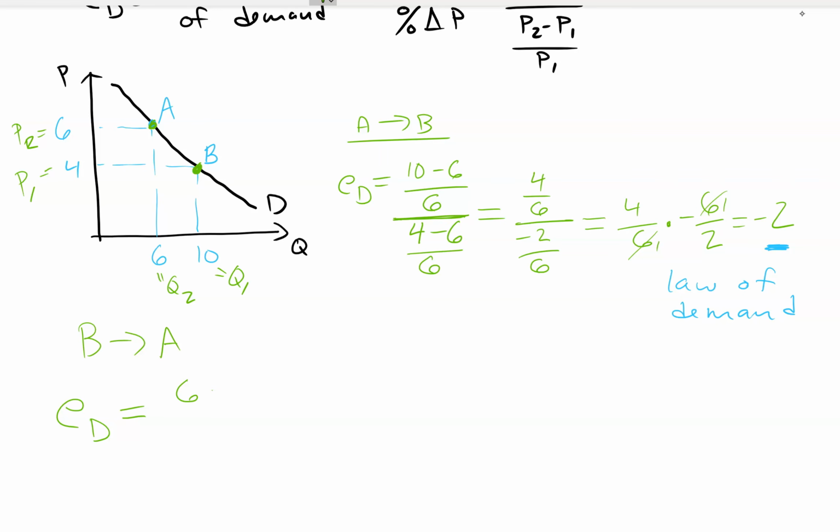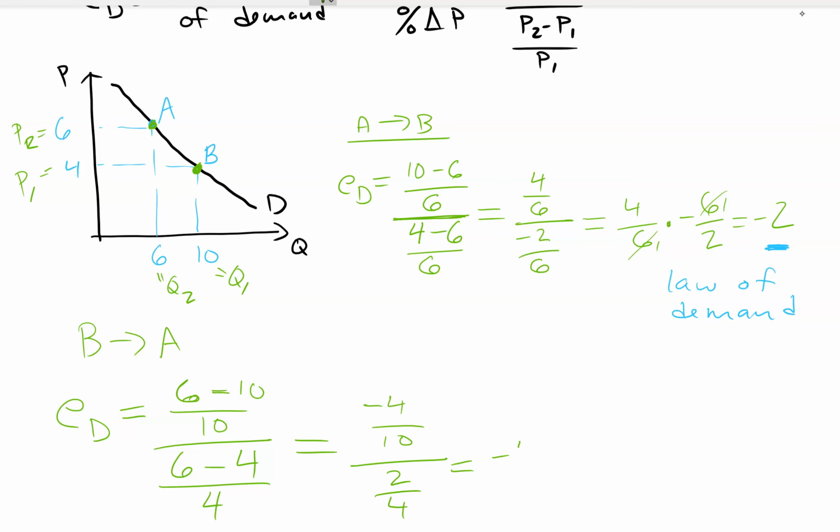We start at 10 and the quantity goes down by 4, so we divide by 10 on the bottom. And down here, we started at 4 and the price was raised by 2, and since it started at 4, that goes here. So let's go ahead and do our calculation. On the top, we get negative 4 out of 10, and on the bottom, we end up with 2 out of 4.